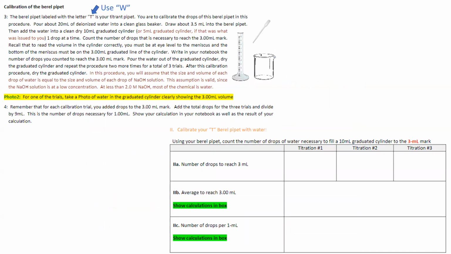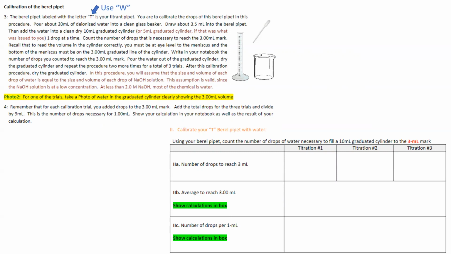In part 3 of the procedure, it says to use the Burrell pipette labeled with the letter T. Because you went ahead and got out 3 Burrell pipettes and labeled one W, I think it makes more sense just to use the W pipette, which is what we use for water. We're just going to be using water in this part, so go ahead and make a substitution here and use the pipette labeled W.